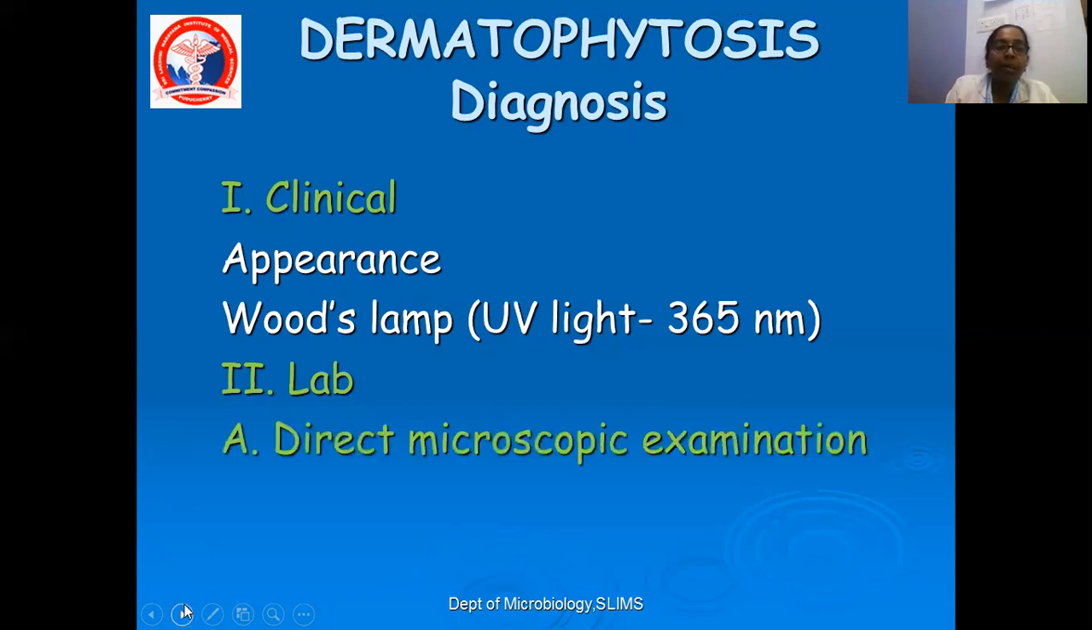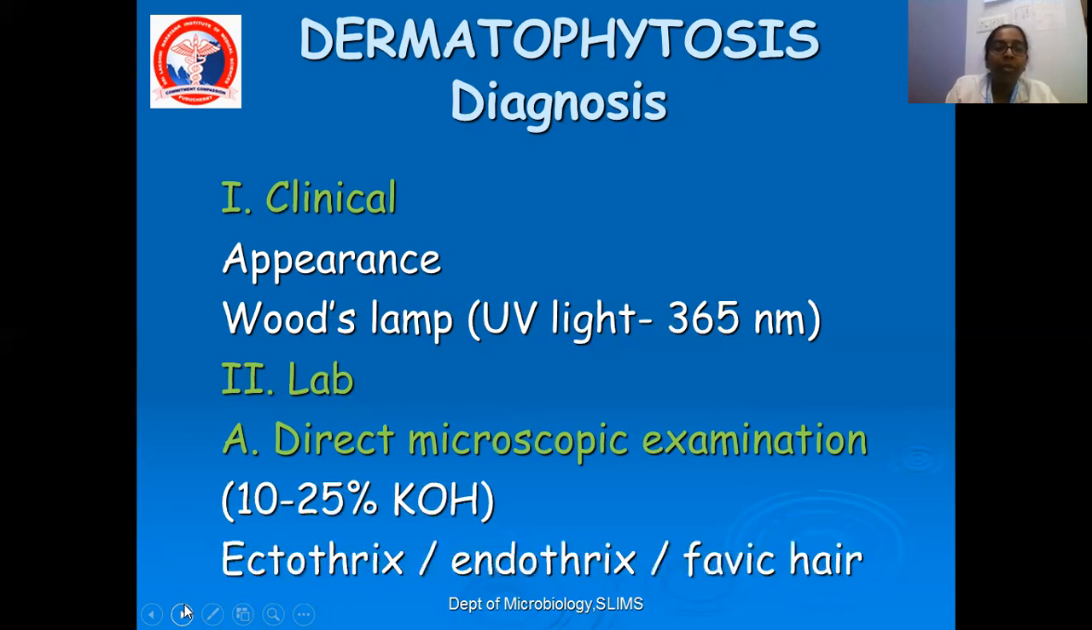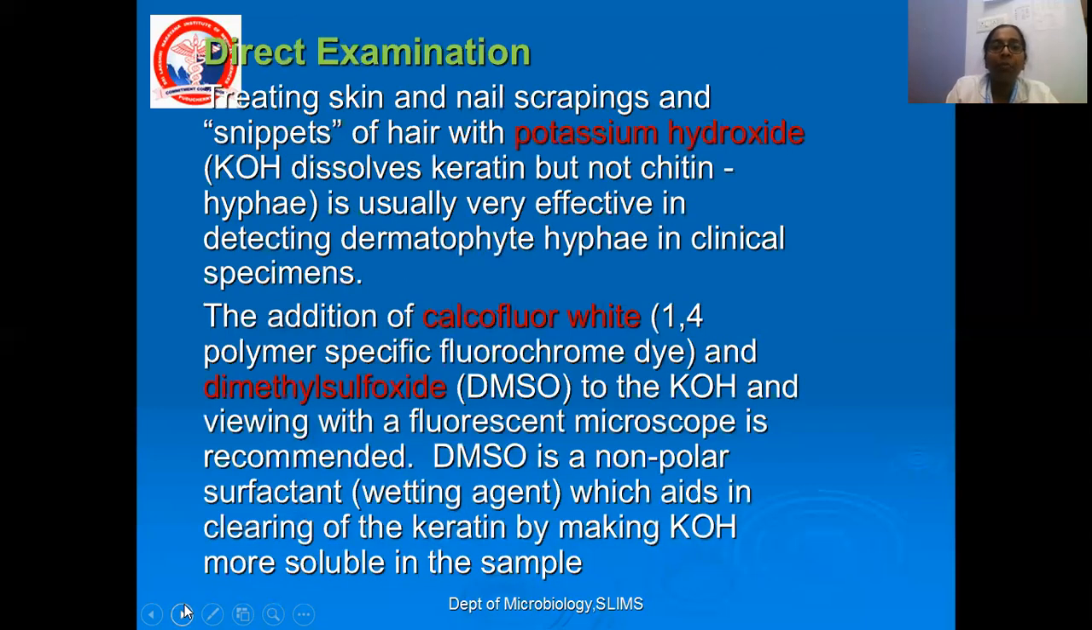And next is lab diagnosis. So direct microscopic examination by 10 to 25 percent potassium hydroxide. So ectothrix, endothrix, and this hair infection. Ectothrix is outside the hair shaft, endothrix is within the hair shaft, and there is also favic hair. So these are the affected hairs, which you can usually pick up with a Woods lamp or with direct microscopy.